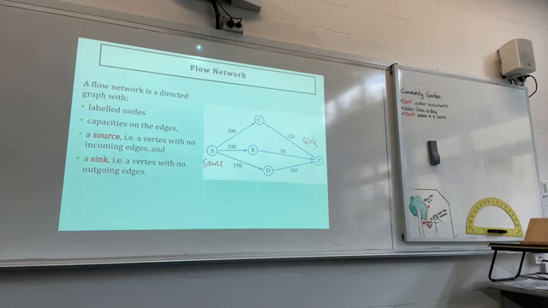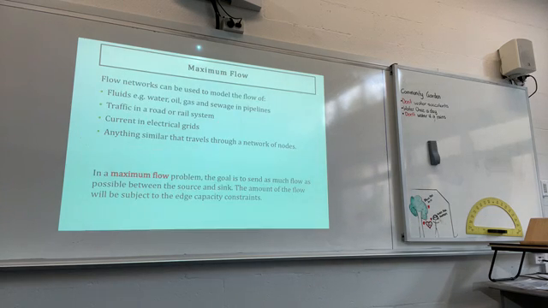All right, next. Flow network can be used to model the flow of fluids. For example, water, oil, gas, sewage in a pipe, traffic in a road or rail system, current in electrical grids. Anything similar that travels through a network of nodes. All right. In a maximum flow problem, the goal is to send as much flow as possible between the source and the sink.